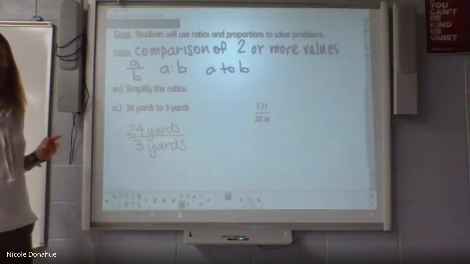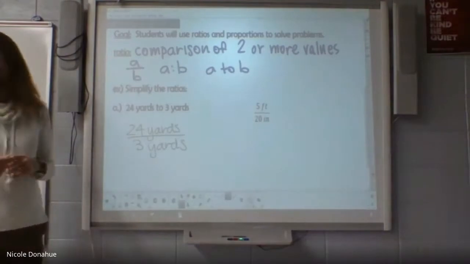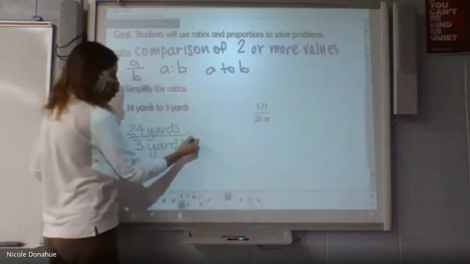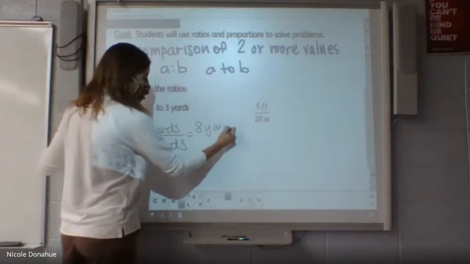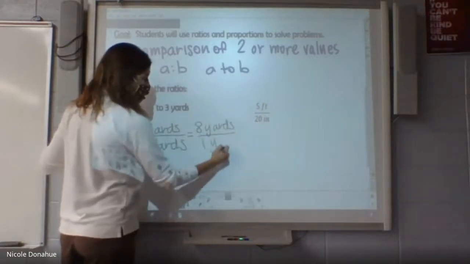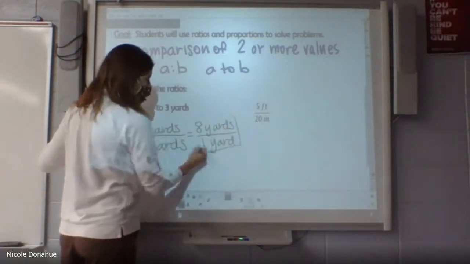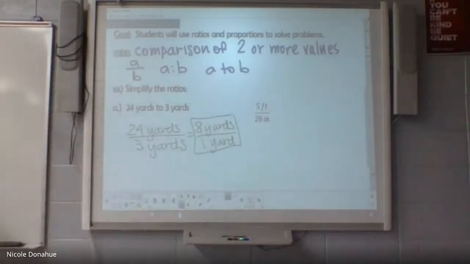When I simplify 24 over 3, 8 over 1. So it'd be 8 yards to 1 yard. So every time the one team got 8 yards, the other one only got 1 yard. That ratio of values.